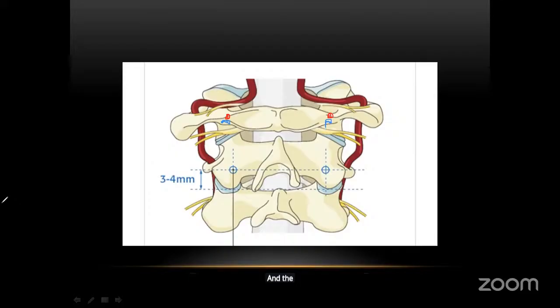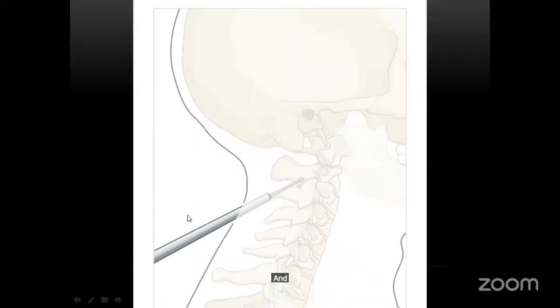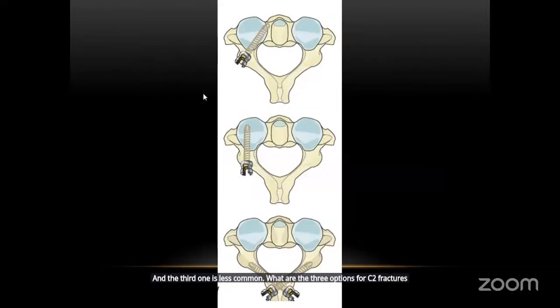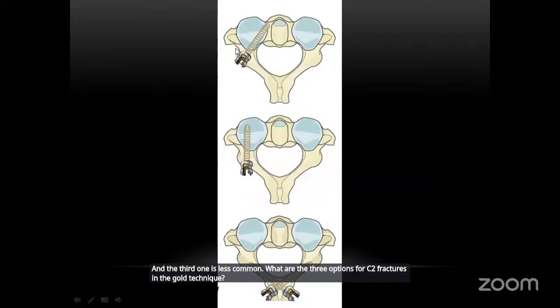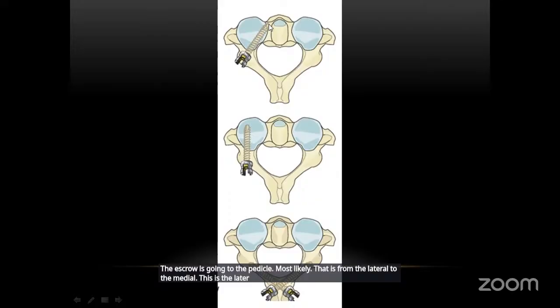And Goel says when we talk about C2, we have three options. Two are more common, and the third one is less common. What are the three options for C2 in the Goel technique? Goel says either you place the screw transpedicular. This is the transpedicular screw. The screw is going into the pedicle, from lateral to medial. This is the lateral mass, and this is the pedicle.